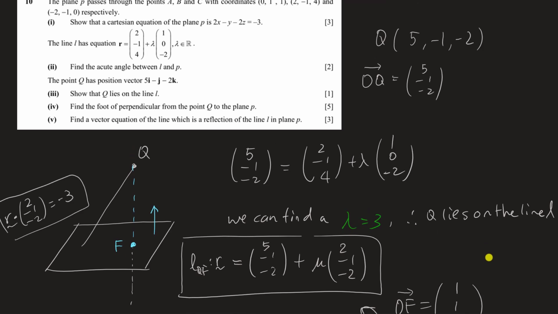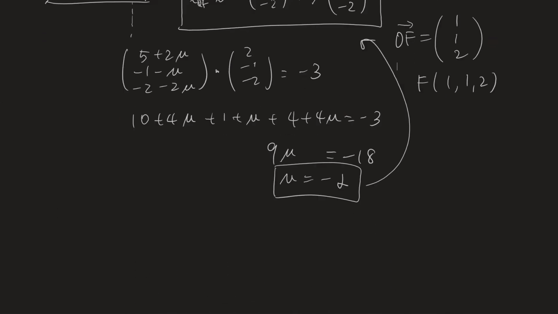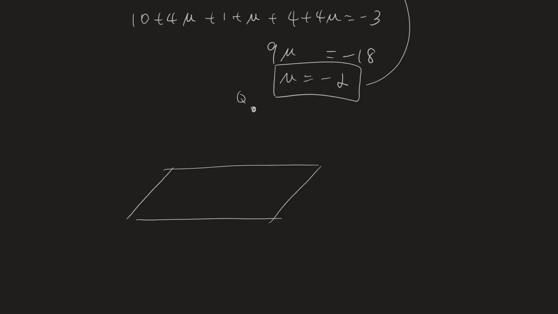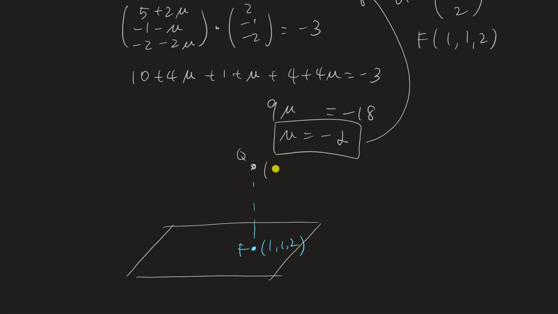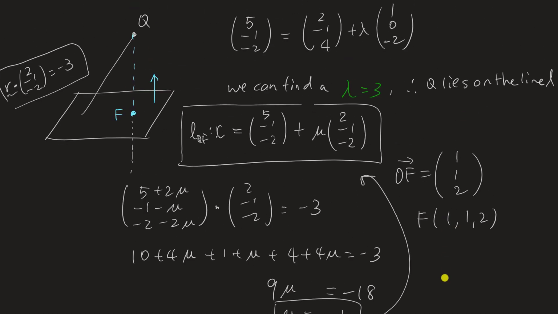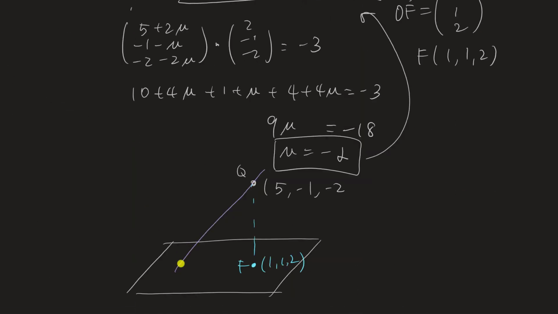Last part, find the vector equation of the line which is a reflection of the line L in plane P. It's a continuation of part 4. Once you've found the foot of perpendicular, let me draw a nicer picture here. So this is point Q. We have found F, which is (1, 1, 2), and Q, which is (5, negative 1, negative 2). Part 3 says that our Q lies on the line L. It should look like that. This is the line and Q lies on the line.